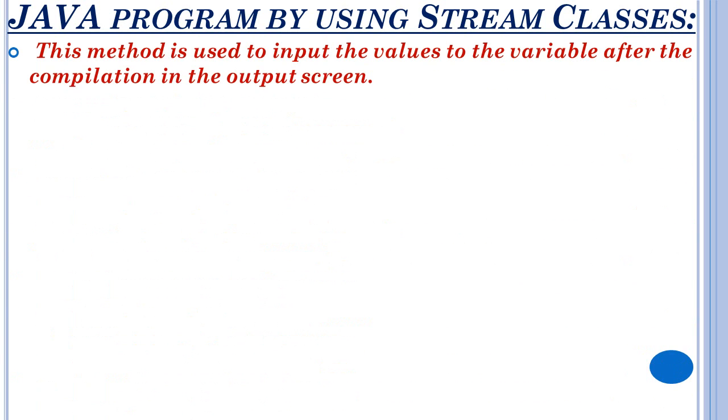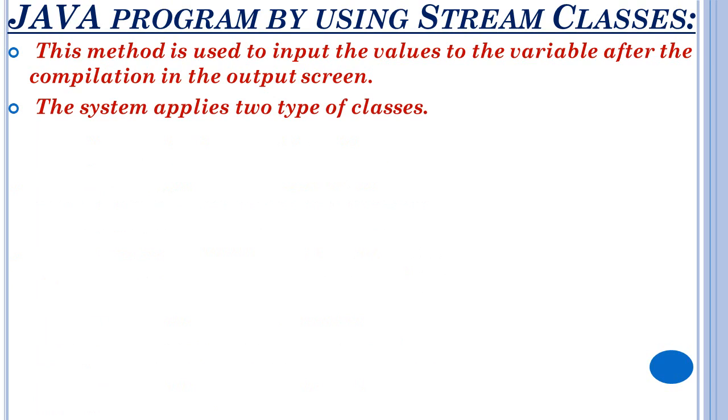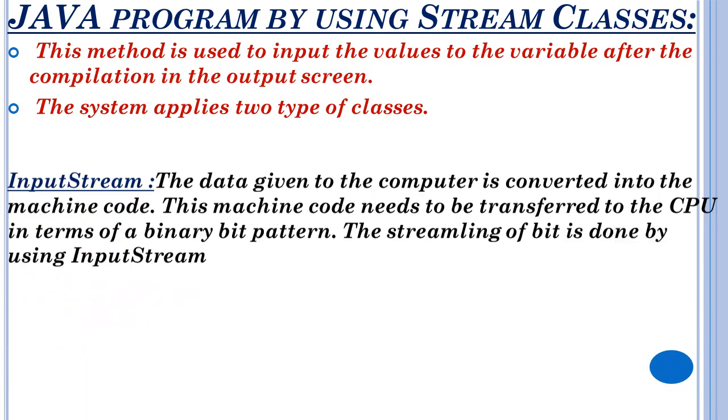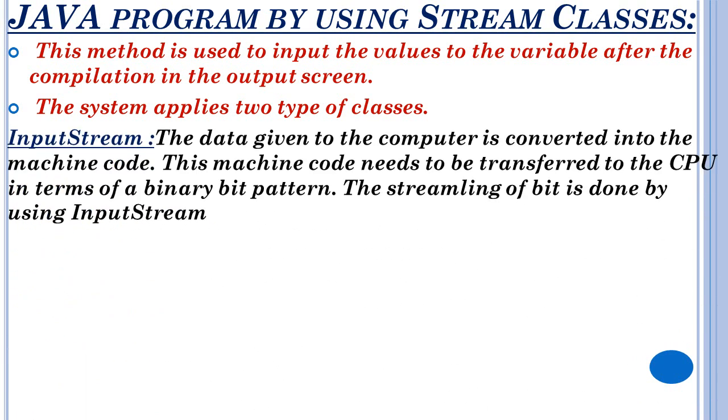This method is used to input the value to the variable after the compilation in the output screen. In the stream classes, we will use two types of classes. First one is the input stream. The data given to the computer is converted into machine code. This machine code needs to be transferred to the CPU in terms of binary bit pattern. The streamlining of bits is done by using input stream. That is the input stream class we use in stream classes.